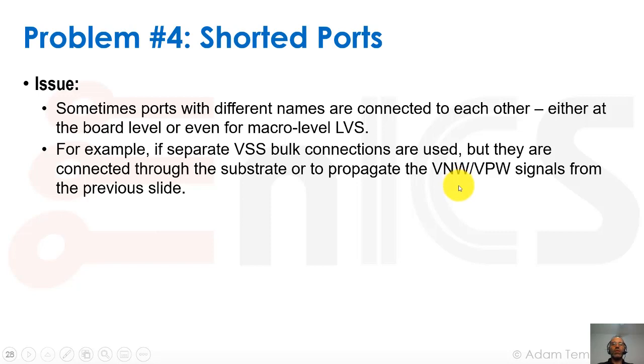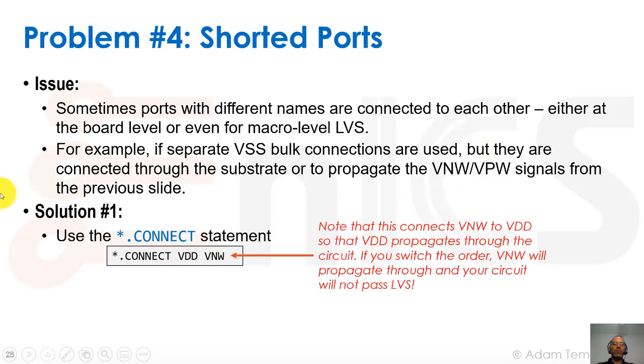You may have two different connections. You may, again, want to have VNW and VPW because you used that add pins type of thing, but how do you connect VNW to VDD and VPW to VSS? Okay, so the first solution is to use that SPICE keyword *.connect that I mentioned before. So if we do *.connect VDD VNW, that should connect the VNW to the VDD pin.